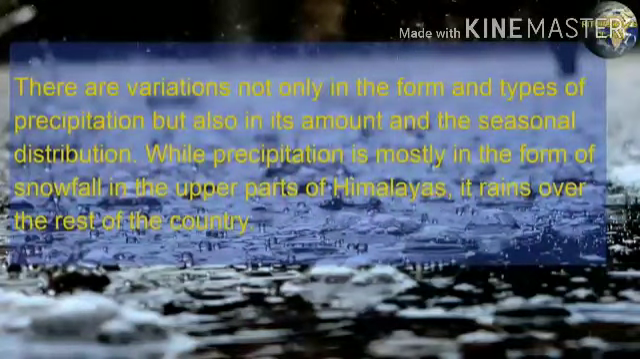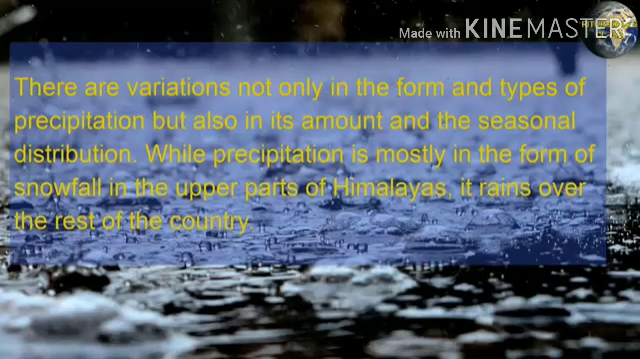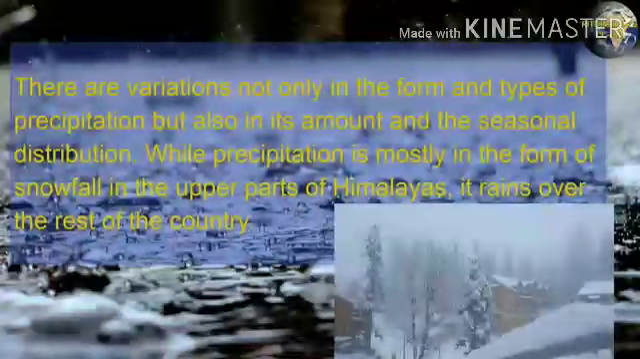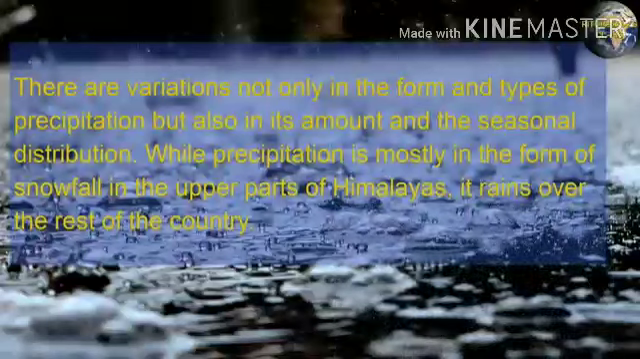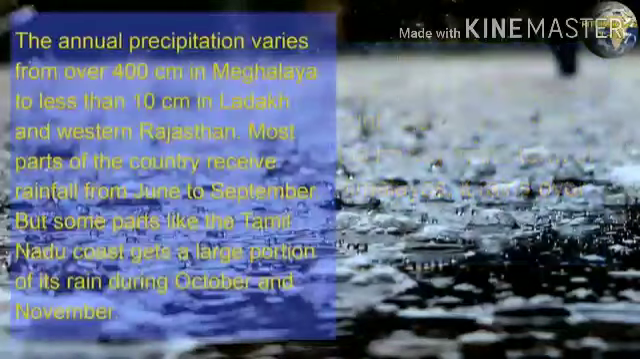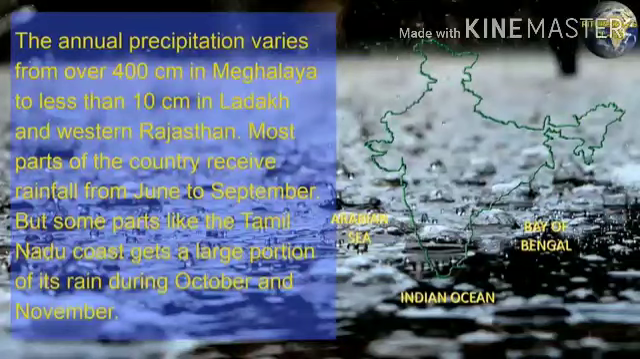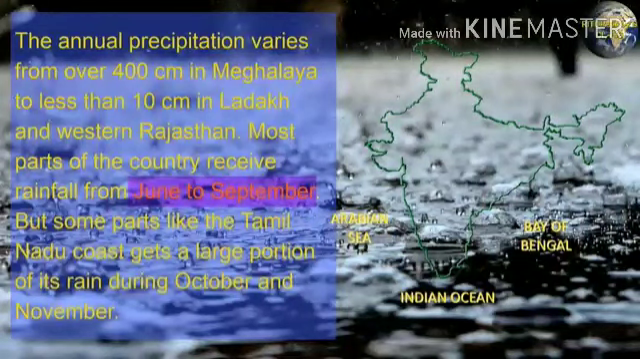There are variations not only in the form and types of precipitation, but also in its amount and the seasonal distribution. While precipitation is mostly in the form of snowfall in the upper parts of the Himalayas, it rains over the rest of the country. The annual precipitation varies from over 400 cm in Meghalaya to less than 10 cm in Ladakh and western Rajasthan. Most parts of the country receive rainfall from June to September.